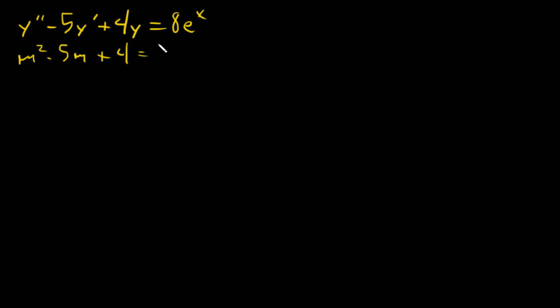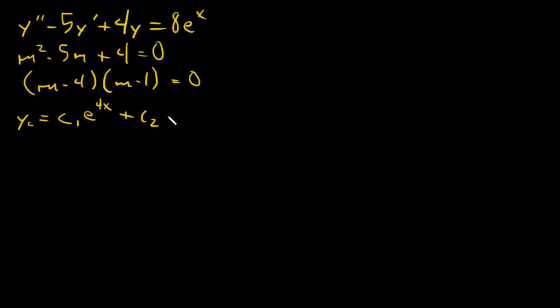Let's say I have y double prime minus 5y prime plus 4y equals 8e to the x. Okay? Now, I'm actually going to solve the y sub c completely. So when I do my auxiliary, m squared minus 5m plus 4 equals 0. So I'm going to get m minus 4 times m minus 1 equals 0. So my y sub c is going to equal C1 e to the positive 4x plus C2 e to the x. Okay?